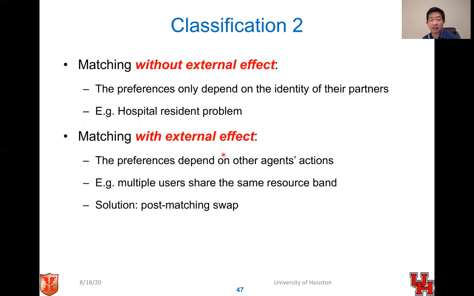The second type of classification is whether or not there is an external effect. In other words, if somebody is already married, whether or not I will change my preference list. So basically this is matching without external effect or matching with external effect, where other actions will or will not affect my preference list.